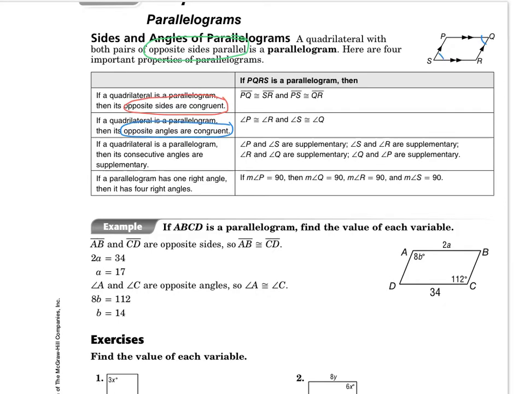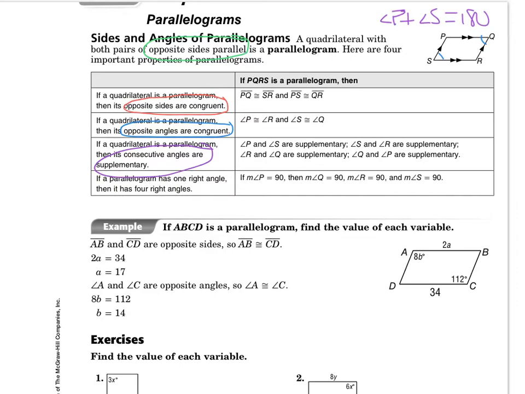The last one is that the consecutive angles are supplementary. What that means is, if you look here, P and S are supplementary, R and Q are supplementary, and so on. Basically, angle P plus angle S, or angle Q, is going to equal 180 degrees. Those are consecutive angles, the ones that are next to each other. This last piece is self-explanatory: if you have one right angle, they're all going to be right angles. Because if the opposite ones are congruent and the consecutive ones are supplementary, if one of them is 90 degrees, you know everything's 90 degrees.